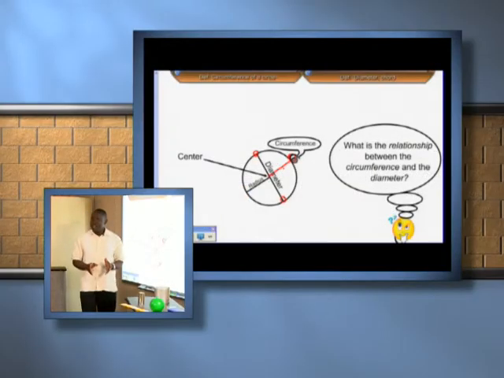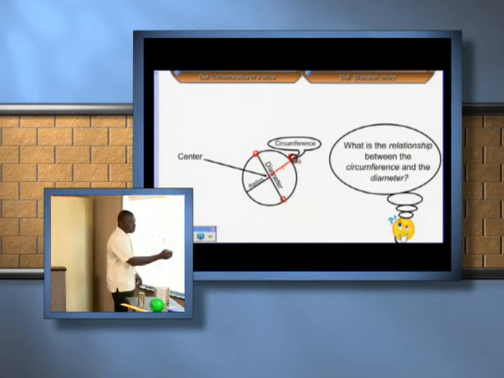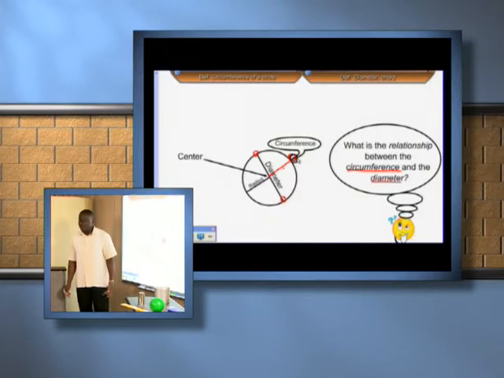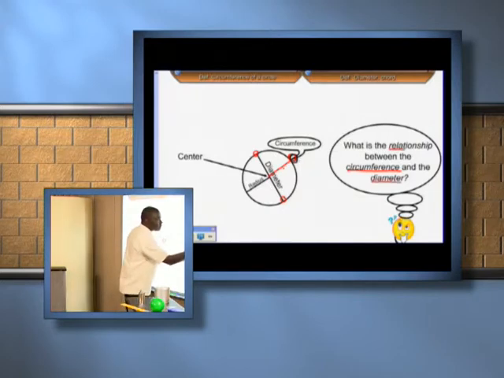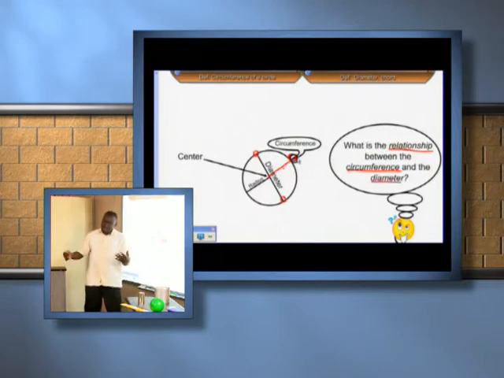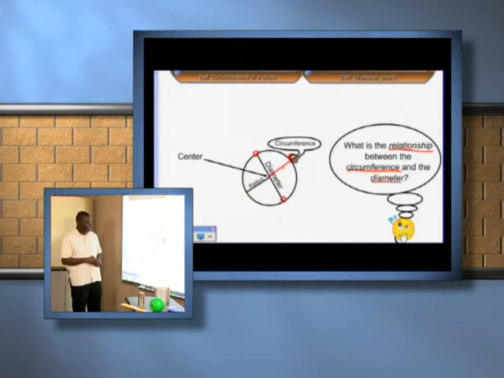The big question is, what is the relationship between the circumference and the diameter of a circle? What is this relationship? Is one bigger than the other? Is it less than it? Can we establish a usable relationship between the two of them? All right, that's what we're going to be investigating.